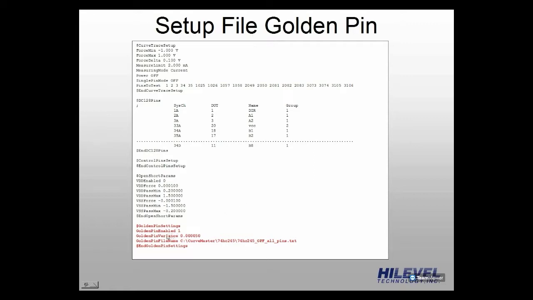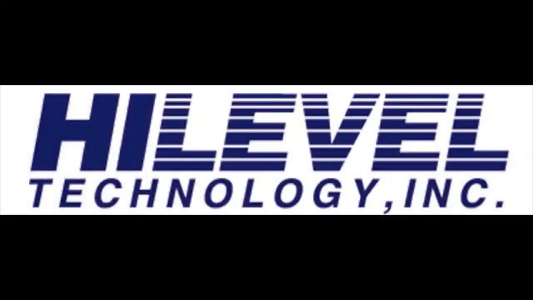When you set up and enable Golden Pin File, you will see a new region in your setup file for the Golden Pin settings, shown here in red. We see the Golden Pin Enable is set to 1. Then the variance is set to some value. Below that is the Golden Pin File, showing the complete path to the file that contains all the results to your golden device. If you don't want to use Golden Pin, you can disable it in the setup file by changing this 1 to a 0. Or you can uncheck the Enable box in the software and save the setup file again. This concludes the Golden Pin File video.